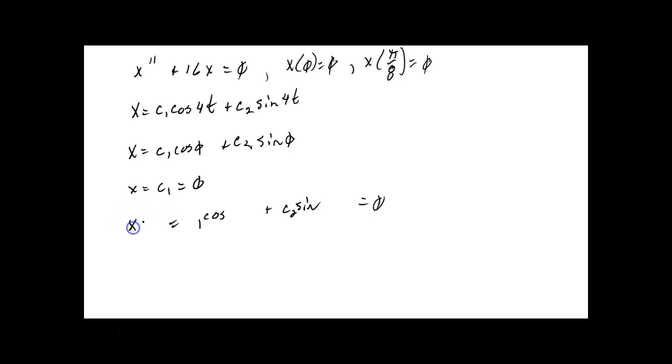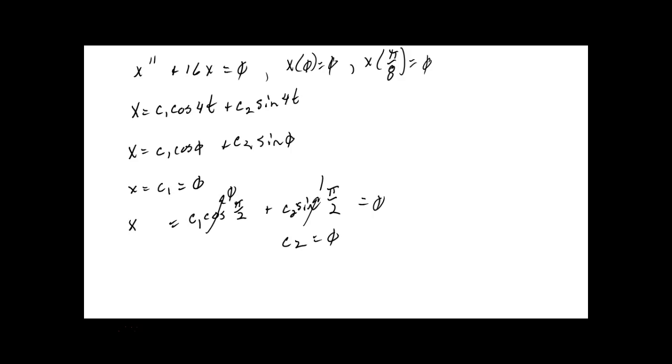But this time we'll do x equal C1 cosine, and what is 4 times pi eighths? Pi over 2, plus C2 sine pi over 2. Let's see what we get there. What is cosine pi over 2? 0. Sine pi over 2? 1. So now we get C2 is equal to 0. Well, for that boundary condition to work, x equals 0 is your only solution.